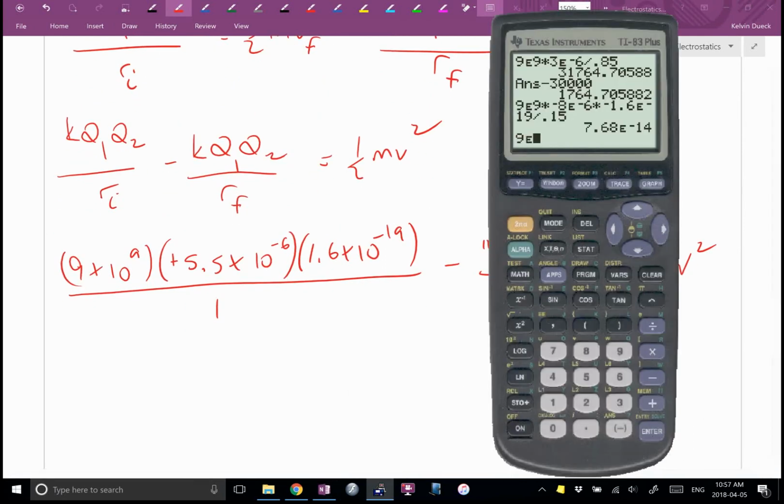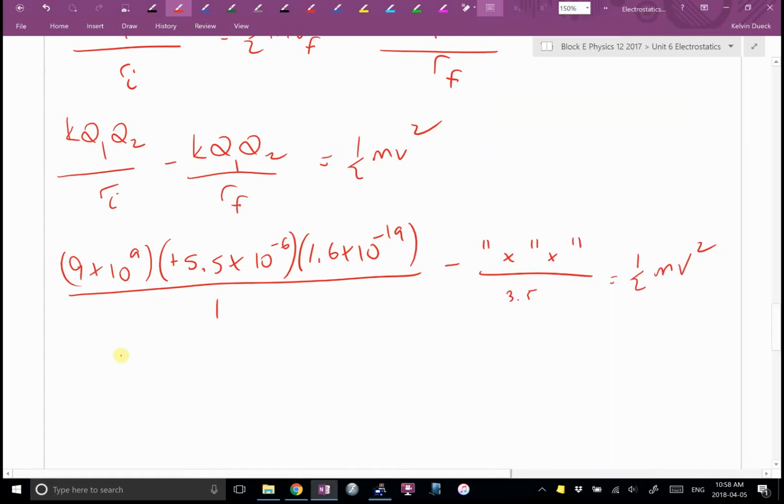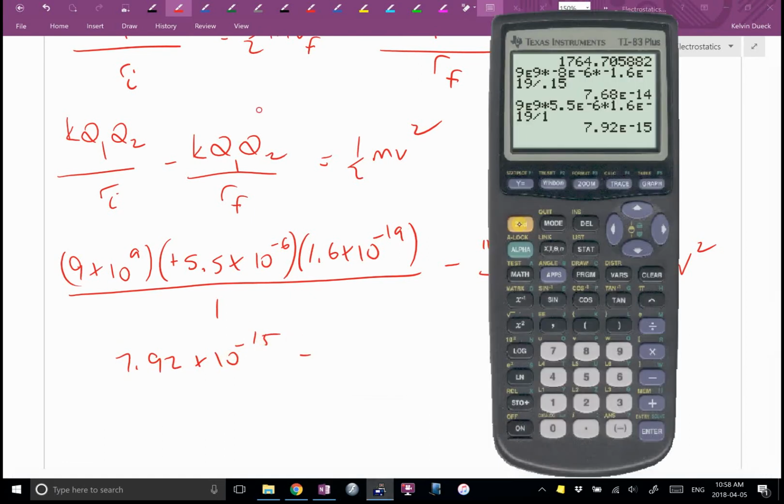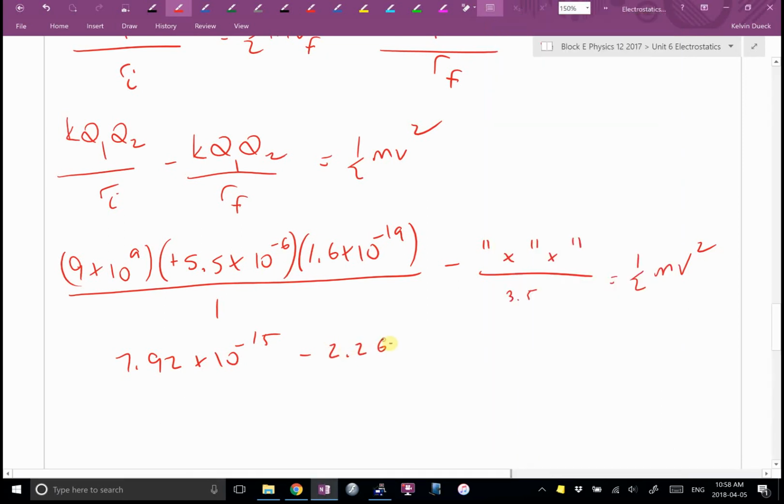9 times 10 to the 9th, 5.5 times 10 to the negative 6, a proton, divided by 1. I know dividing by 1 doesn't make a difference, but I know I'm going to backspace and edit, so I'll stick it in anyways. That's 7.92 times 10 to the negative 15, minus, this next one I doubt is going to work out evenly, 2.263 times 10 to the negative 15. That equals a half mv squared.